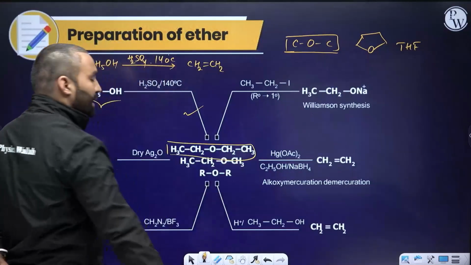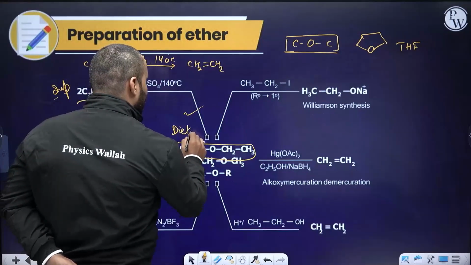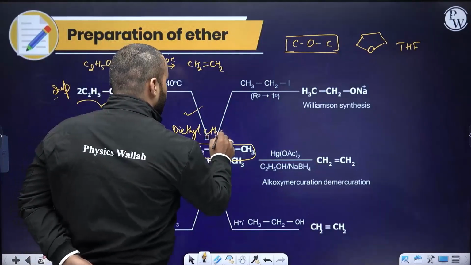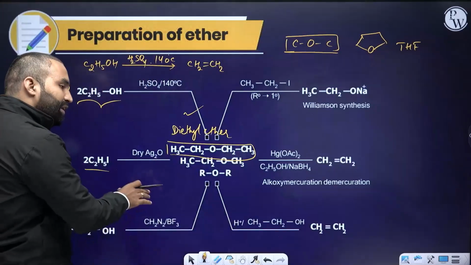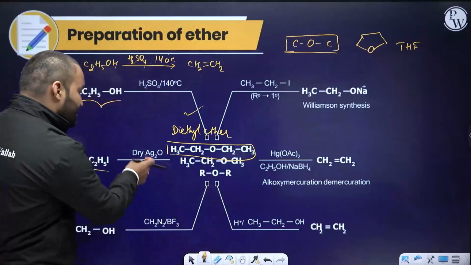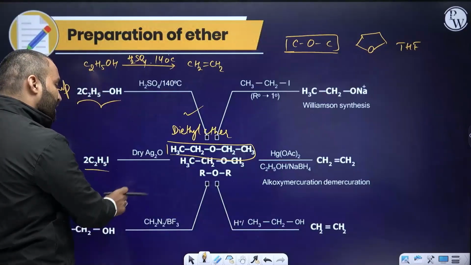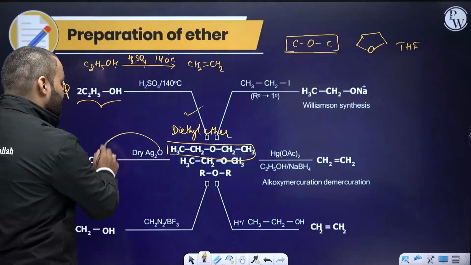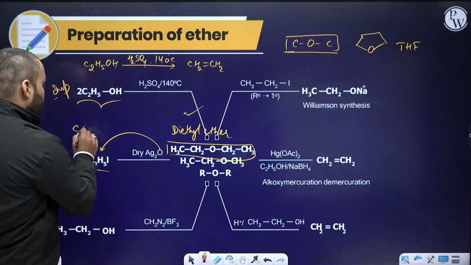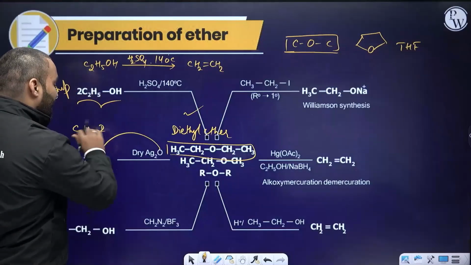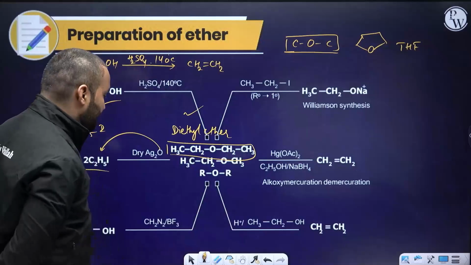Please keep this in mind, that at approximately 140 degrees, ethanol can be converted to this ether. This is known as diethyl ether. You can start with ethyl iodide and treat it with dry Ag2O. Silver is going to take up the iodide, and oxygen starts sitting between the two carbons. So C2H5, iodine goes away, oxygen comes, another C2H5 forms, giving diethyl ether once again.